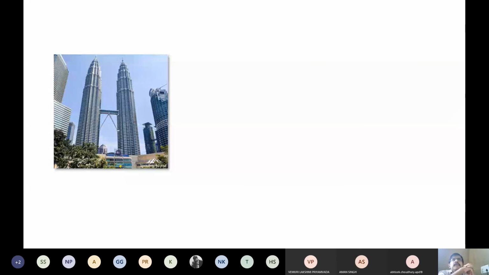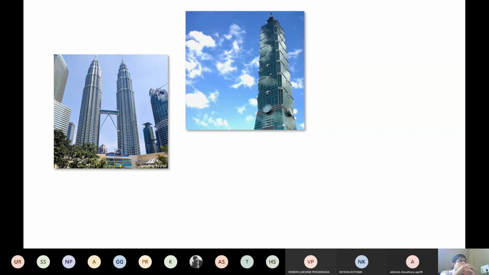Anyone can tell me which building is this? Twin Towers, Malaysia. Petronas Twin Towers. There are other twin towers also. Bangalore has a building which has the same type of spire as used here. Anyone tell me which building is this?